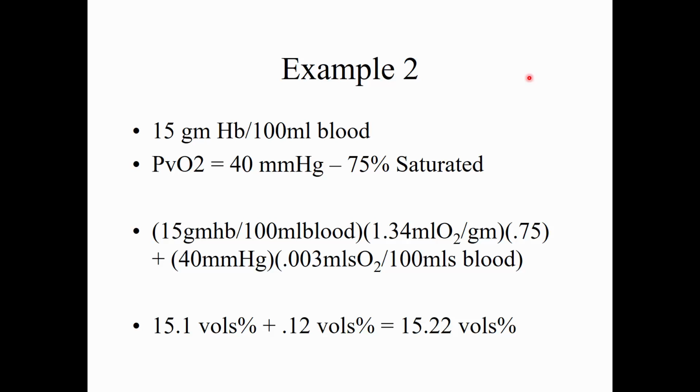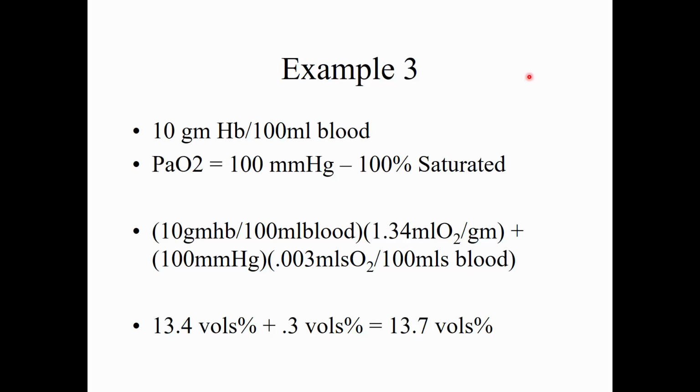Alrighty? Now, what if we had a person with less hemoglobin? Here we have a person with 10 grams of hemoglobin per 100 mils of blood. At a PO2 of 100, they're 100% saturated. So 10 grams times 1.34 times 1, because they're 100% saturated. 13 vols per cent is the bound. 0.3 vols per cent is the dissolved. That's a total of 13.7 vols per cent.